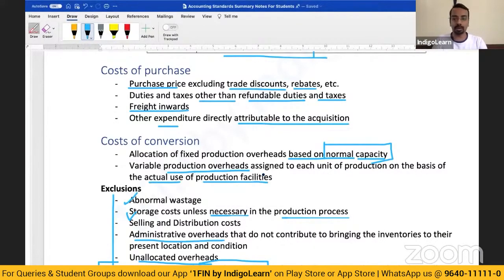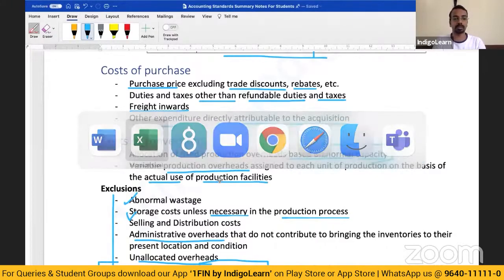Joint products and byproducts. So joint products are basically a single, let's note it down here.